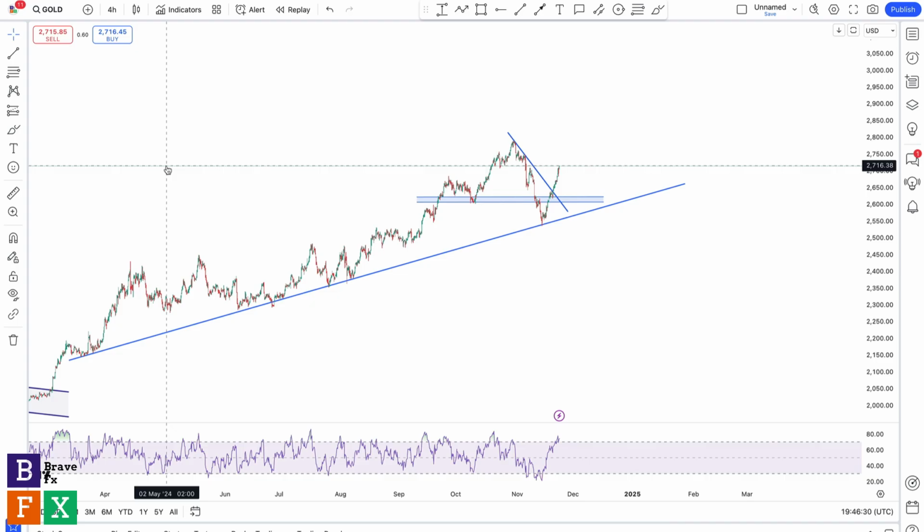So this is a gold chart on a 4 hours time frame. I'm going to try as much as possible to go as fast as I can. So today we'll be talking about gold, crude oil, and US500, which is the S&P 500, right? Those are two major important charts we'll be taking a look at today. So this is the gold chart on a 4 hours time frame.